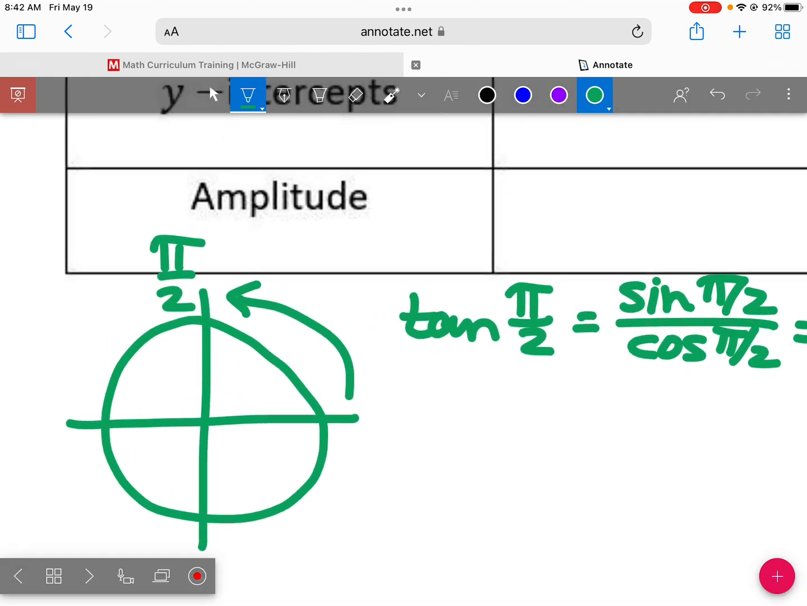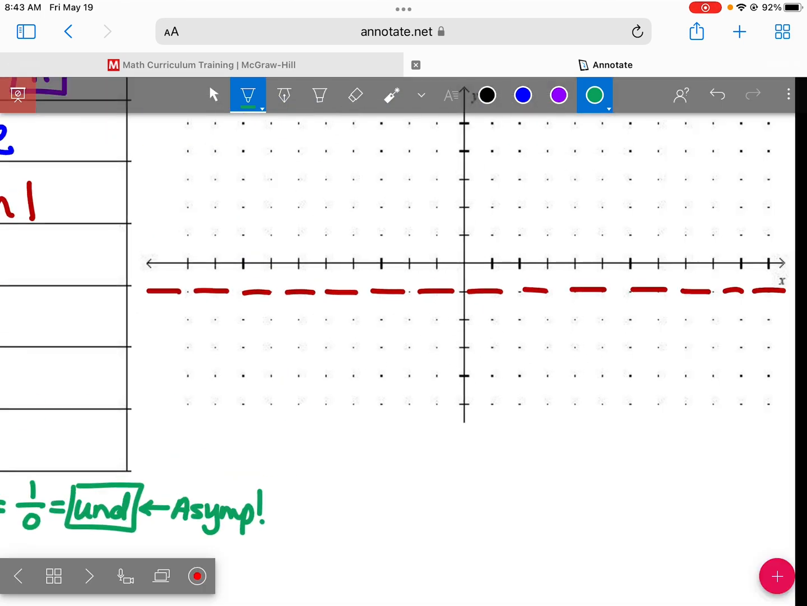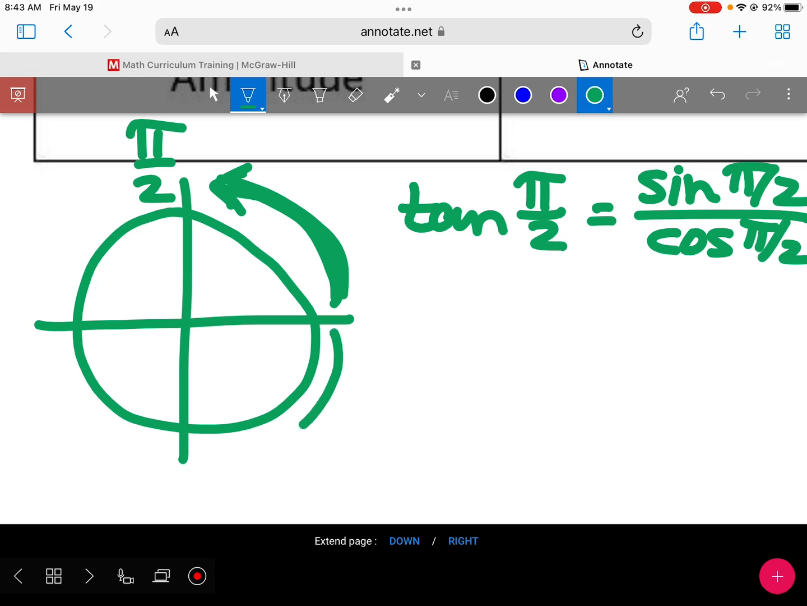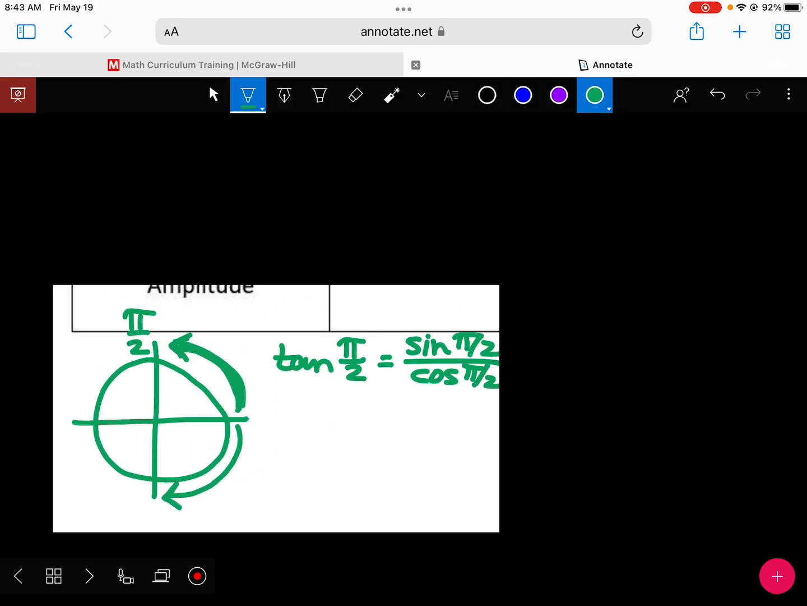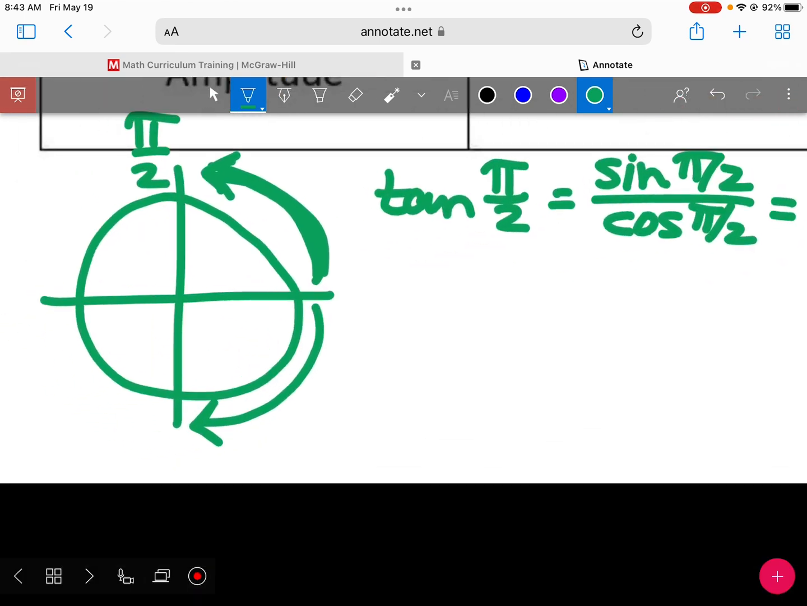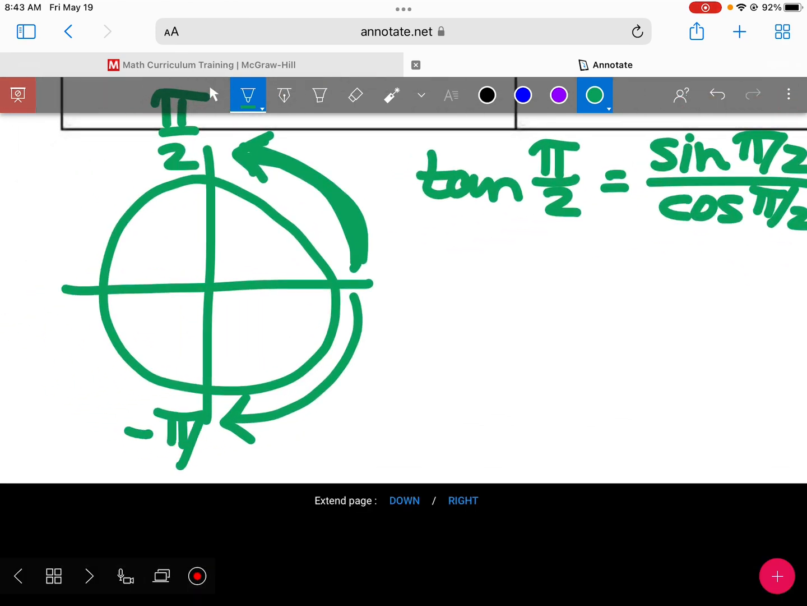So when I'm moving around the unit circle and I'm trying to figure out what my period is and where my left and right are, if I'm going this way, that's going to send me to the right on the x-axis, right? But I've run into an asymptote. So now I've got to come backwards, which would send me this way. Well, when I get down to -pi over 2, what is tangent of -pi over 2?